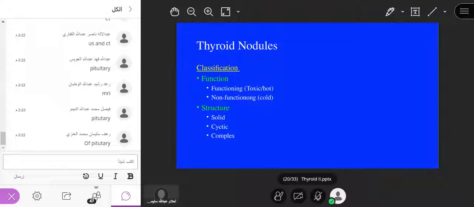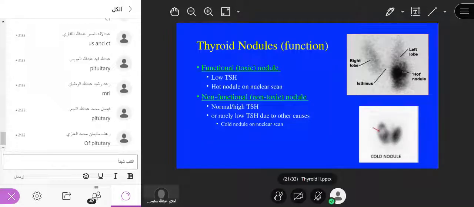Thyroid nodules can be classified according to their function or structure by ultrasound. By function, if the nodule is functioning, producing thyroid hormone, it is called a toxic or hot nodule, or if it is not functioning and not producing extra hormones, it is called a cold nodule. Or we can classify it according to its appearance on the ultrasound, like solid nodule, cystic, or complex nodule.